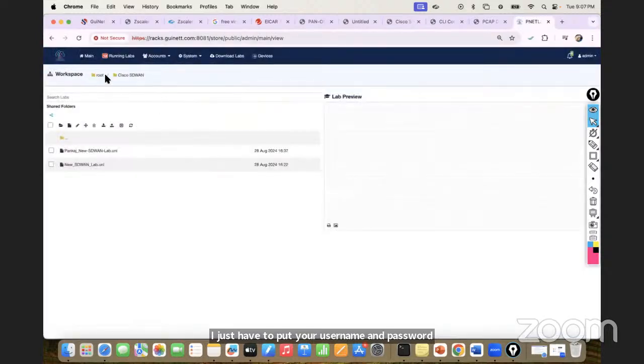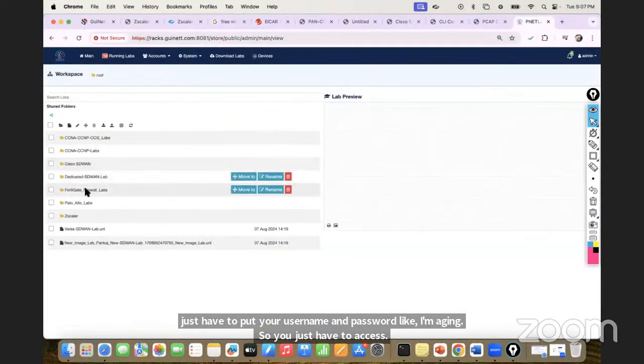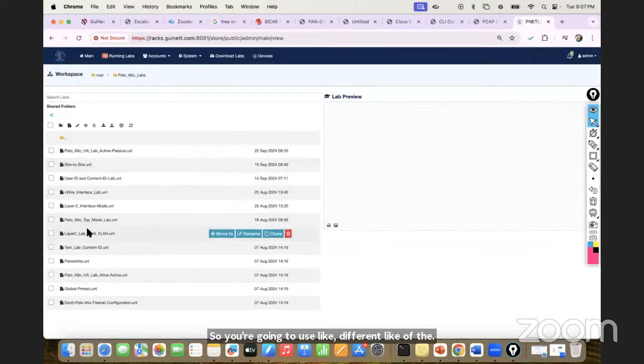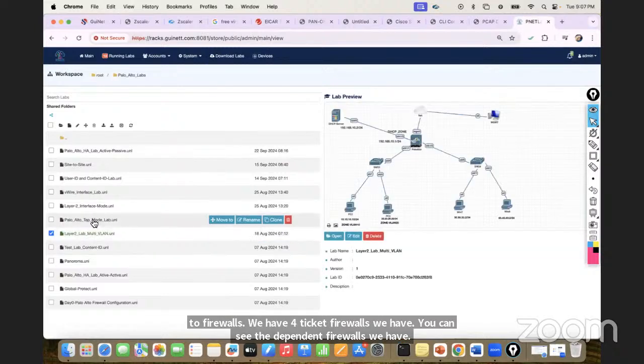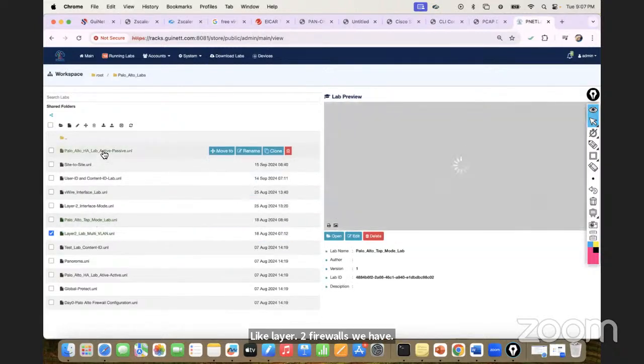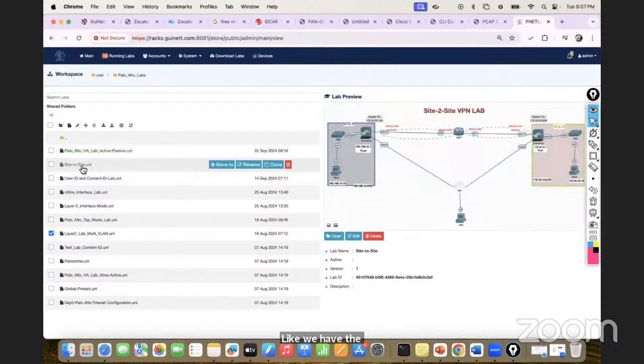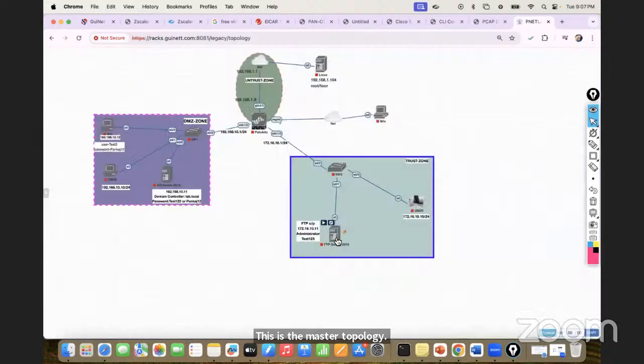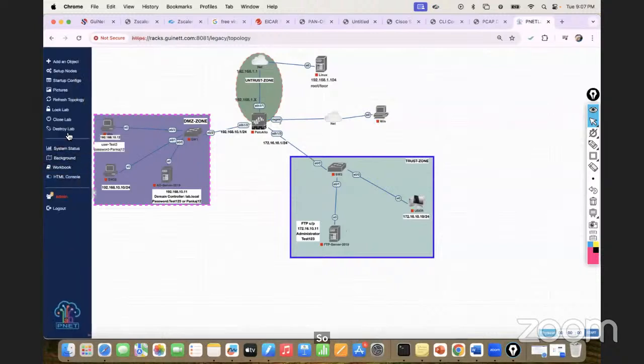You are going to use different Palo Alto firewalls, and we have FortiGate firewalls as well. You can see we have different firewalls, like layer 2 firewalls, HA firewalls, and site-to-site VPN. This is the master topology where we can do User-ID, Content-ID, everything. So we have different topologies, and by using them we can configure the firewalls.